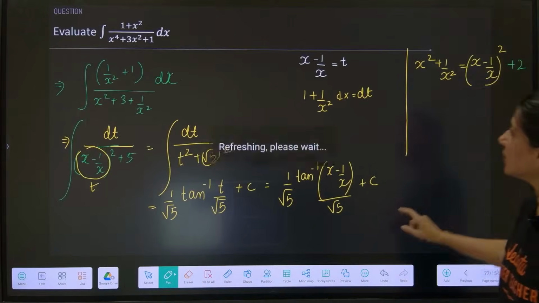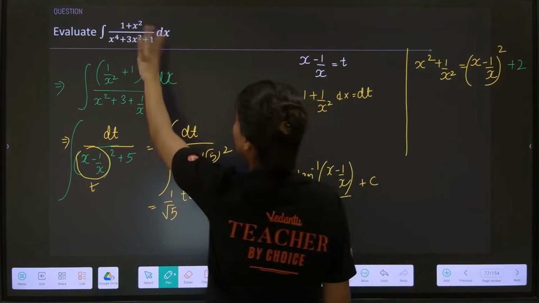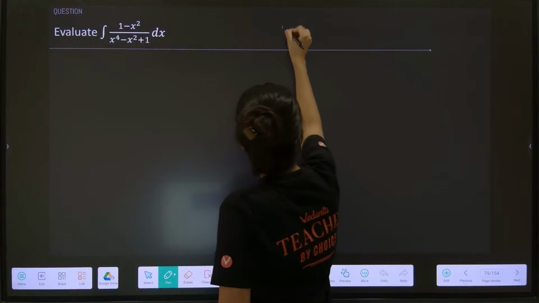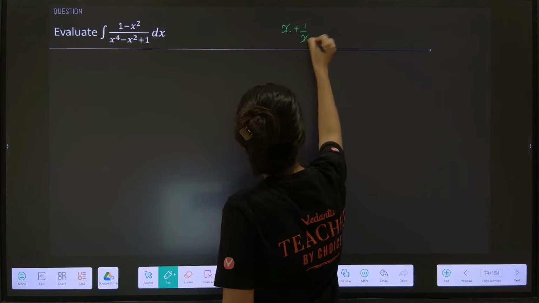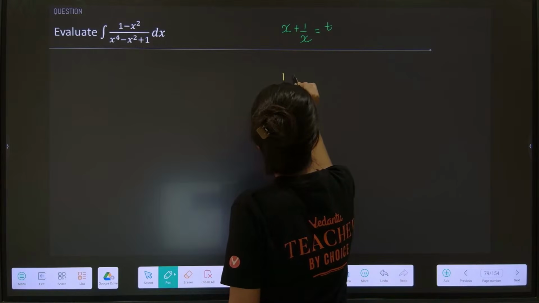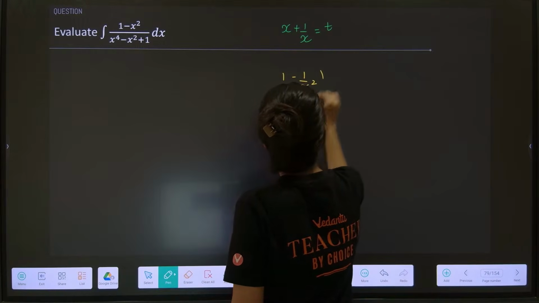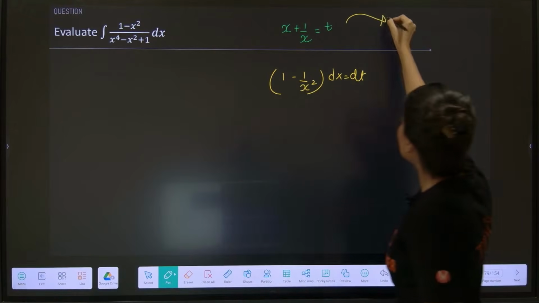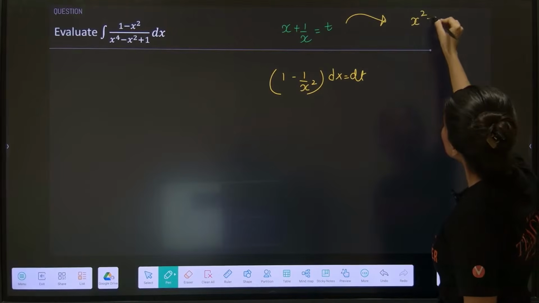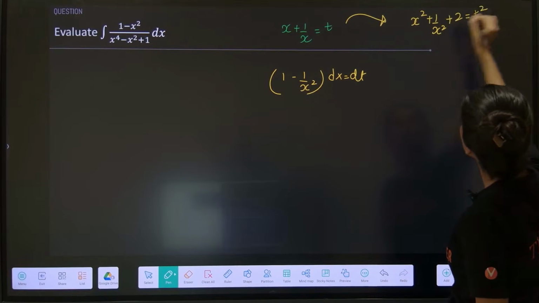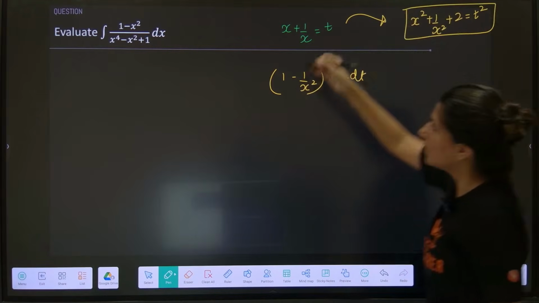Okay, so whenever you see 1 plus x square, put minus as t. But now when you see 1 minus x square, put x plus 1 by x is equals to t. So it is going to be what? 1 minus 1 by x square dx is going to be dt. And also if you square it also, no? It is x square plus 1 by x square plus 2 is equals to t square. Square it both the sides and put.